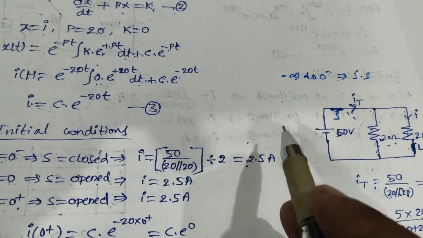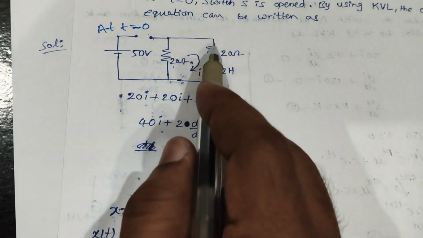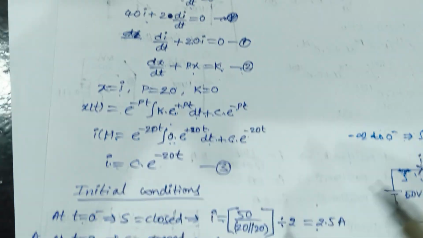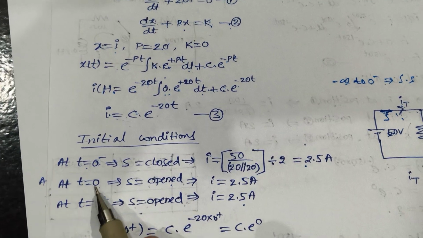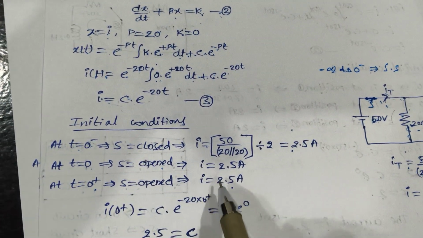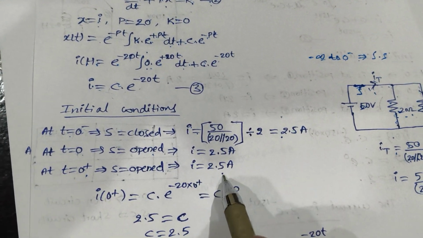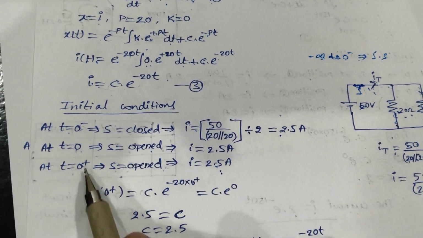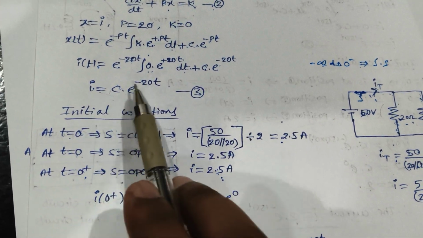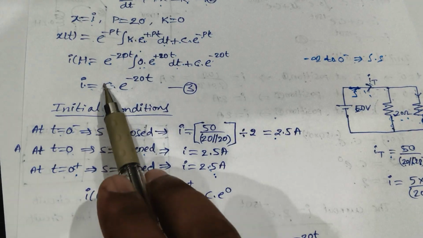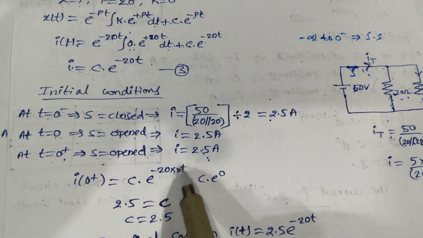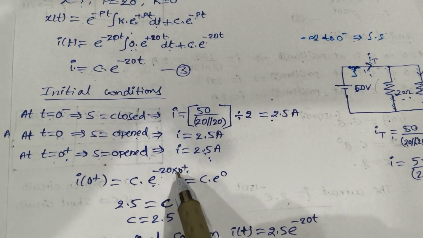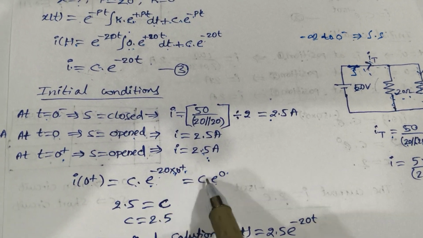Even at t is equal to 0, the switch is open. When the switch is open, the inductor will carry the same current. The inductor will carry the same 2.5 amperes at t is equal to 0 and at t is equal to 0 plus also, because an inductor does not allow a sudden change in current. By using these initial conditions, I will substitute t is equal to 0 plus in the current equation 3. I of 0 plus is equal to c into e power minus 20 into 0, e power 0 is equal to 1, and this c.